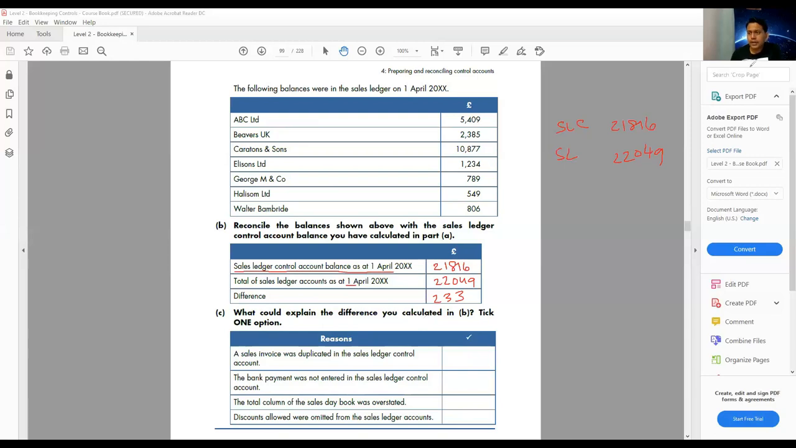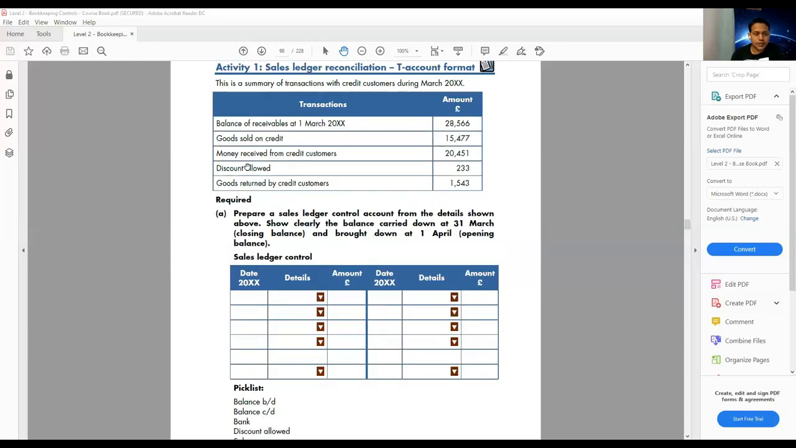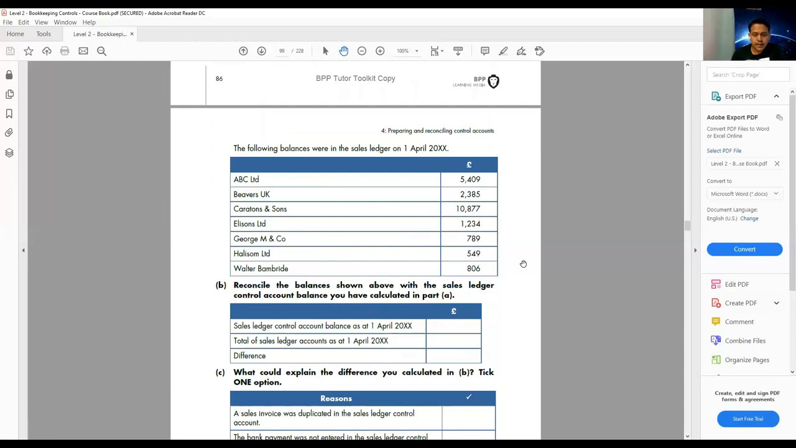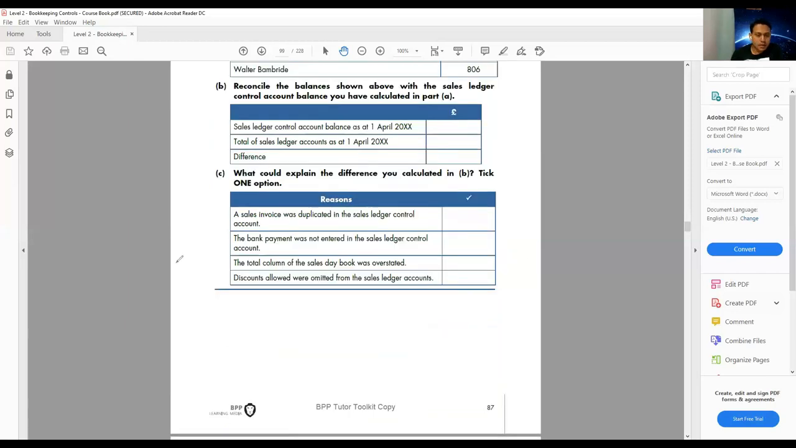Now on the question, you can see the difference is 233. And on the question, we have a balance for 233. That is for discount allowed, isn't it? So 233, we have a balance for discount allowed. So we would say a sales invoice was duplicated in the sales data control. No bank payment was not entered. Total column sales table discount allowed or omitted from the sales ledger account. This is the one. So this is the one we have 233. That's why the difference is coming.